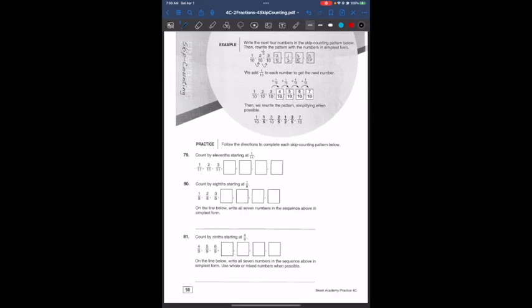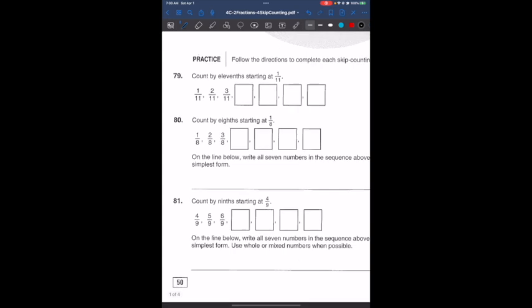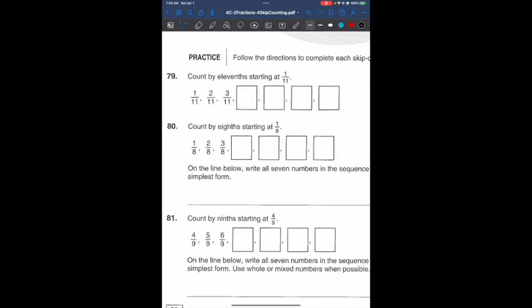And so we'll now solve some practice problems. It says count by 11ths starting at 1/11. So basically what we're doing is skip counting by 11ths. So it's 1/11, 2/11, 3/11, 4/11, 5 over 11, 6 over 11, and 7 over 11.